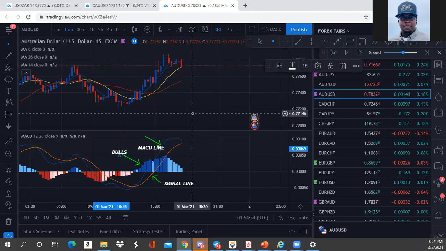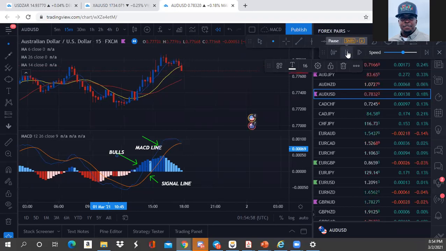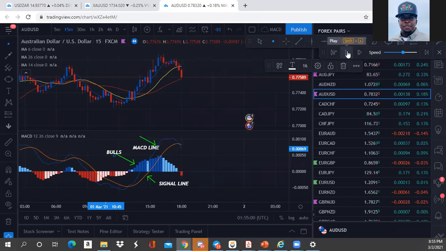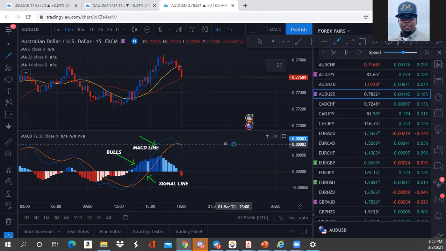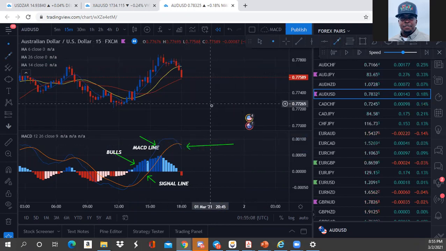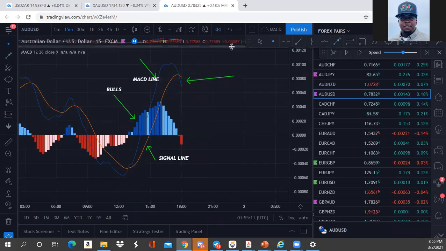All right, so we're going to go ahead and wait to see what happens. All right, so we have the cross of the MACD and signal. Here's our cross of the MACD and signal. There's our cross. We also have the bears getting strong to come in.